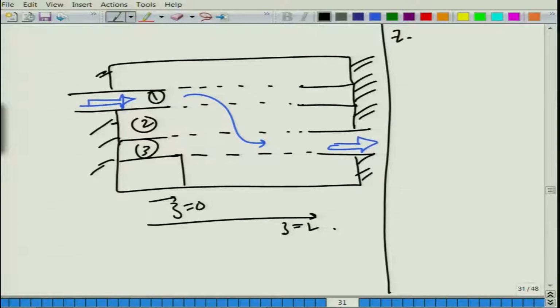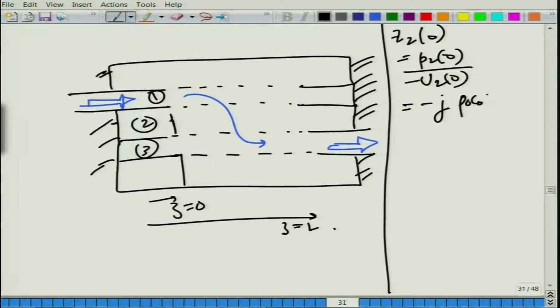properly. So, Z2 at 0, at this point, that is somewhere here, as this interface, is P2 at 0 by minus U2 at 0, is minus j times rho naught C naught into cot K naught L A. Okay. And same thing applies for the duct here. So, cot K naught L always keeps on occurring as we have seen from the very beginning of this lecture, for a rigid end cavity.